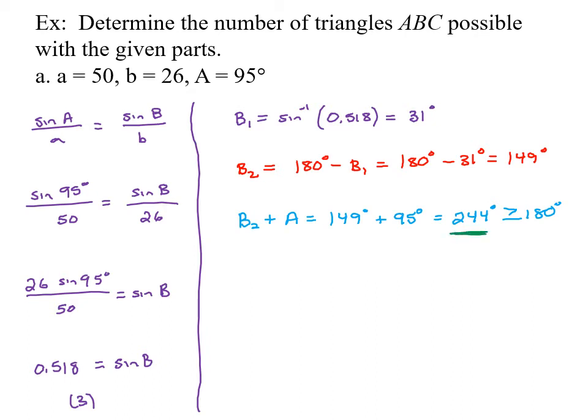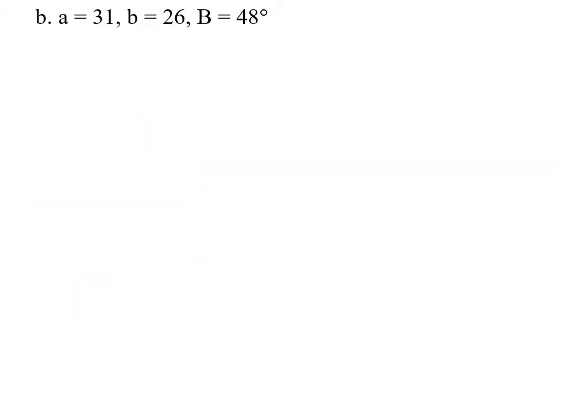Because this number right there, that 244, is bigger than 180, that means B2 never existed. And B1 was your only B value that you have. This gives me one triangle. And that's all it's asking for here, so the answer would be just one triangle. So let's do another one of those.